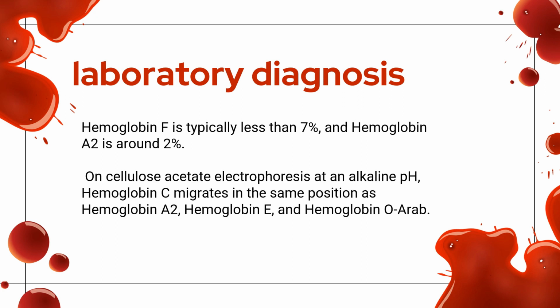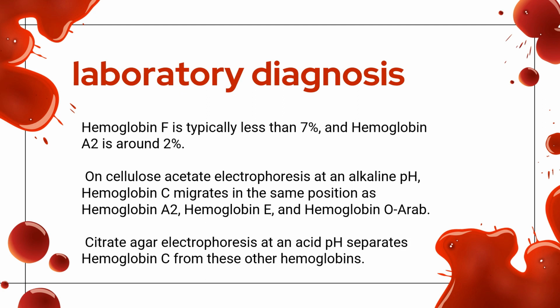On cellulose acetate electrophoresis at an alkaline pH, hemoglobin C migrates in the same position as hemoglobin A2, hemoglobin E, and hemoglobin O. However, citrate agar electrophoresis at an acid pH separates hemoglobin C from these other hemoglobins. It's important to note that no specific treatment is required for hemoglobin C disease. However, complications may arise if infections occur or if mild chronic hemolysis leads to gallbladder disease.